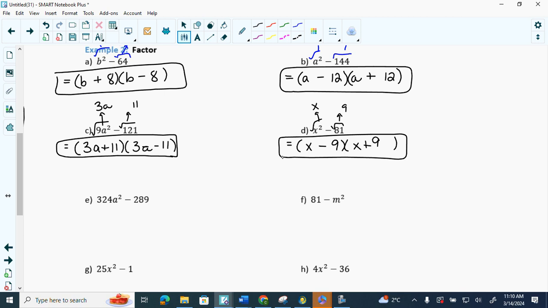Okay, 324 and 289. Can I take anything out of it? No. 324, a squared. What's the square root of it?